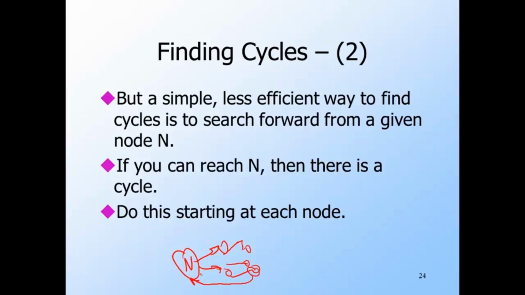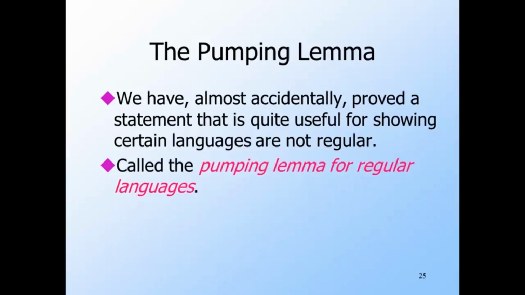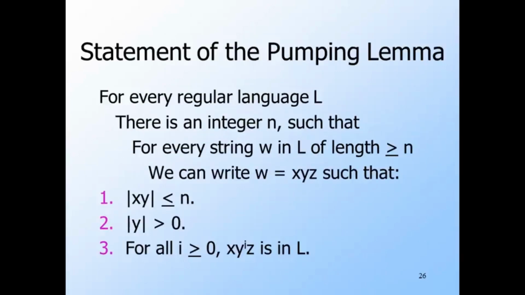Okay. If you can reach n, then you have a cycle and we can conclude the language of the DFA is infinite. If not, try the same process from another node. If you exhaust all the nodes as starting points and you still haven't found a cycle, then there are none and you conclude the language is finite. This is a good time to introduce the pumping lemma for regular languages because we have essentially proved it during our analysis of the infiniteness problem.